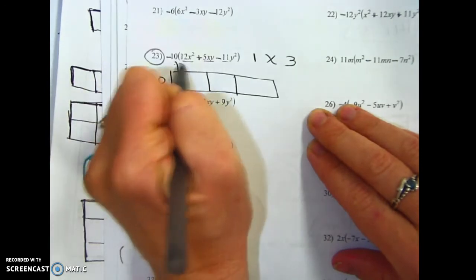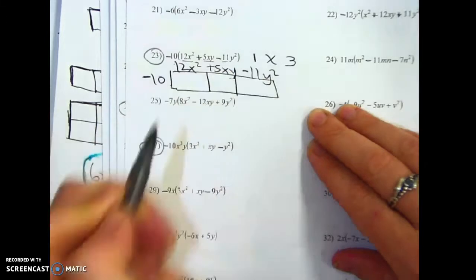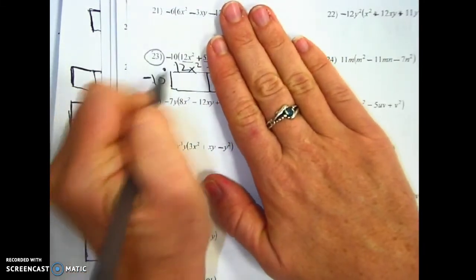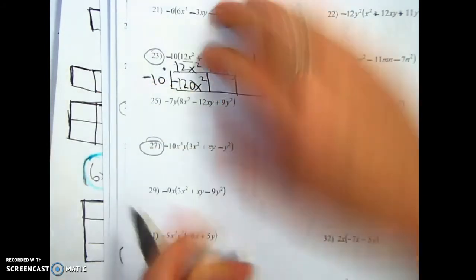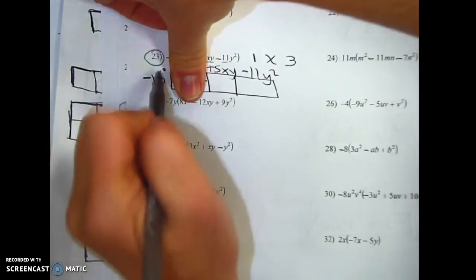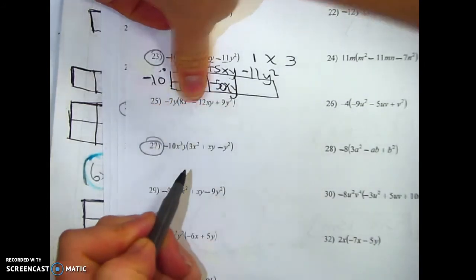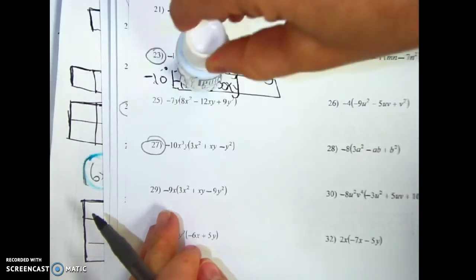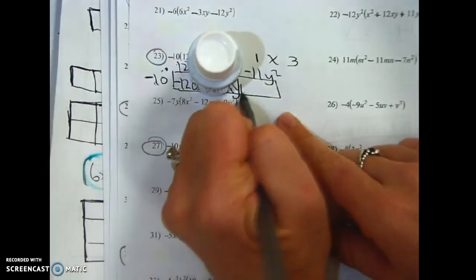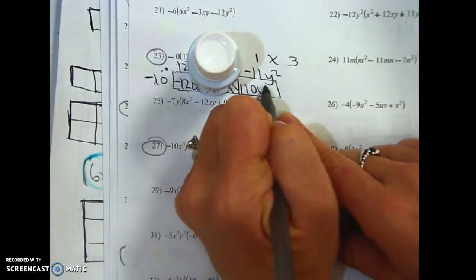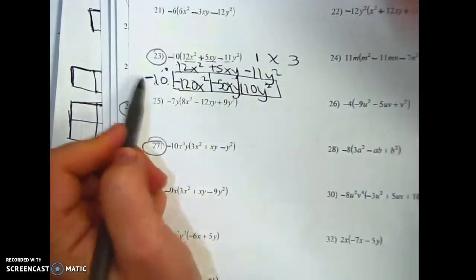Negative 10, 12x squared plus 5xy minus 11y squared. Multiply the bigs. Then x squared. I like to cover it. Multiply the bigs. And then now I'm going to cover both of these. I'm just going to focus on here. Negative 10 times negative 11 is 110. I can use my calculator. Y squared. Since there weren't any letters here or variables, all I had to do was just bring them down.